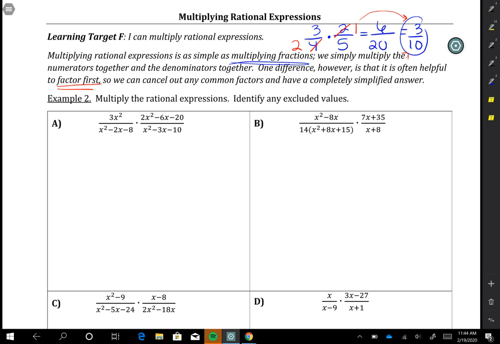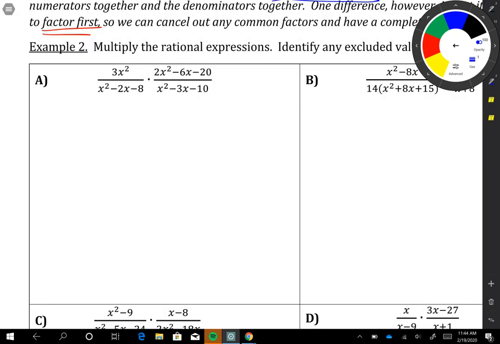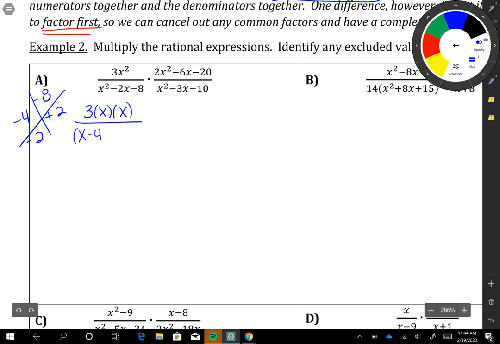Multiply the rational expressions, identify any excluded values. Okay, so starting with letter A, remember we are always going to factor first. So I'm going to look at the numerator of the first fraction. I'm going to write 3x squared as 3 times x, and then my denominator is x squared minus 2x minus 8. I'm factoring. What multiplies to negative 8 and adds to negative 2? That would be a negative 4 and a positive 2. So x minus 4 times x plus 2.